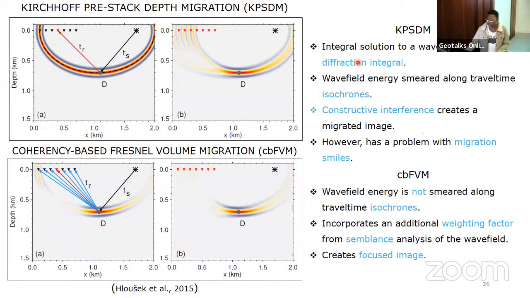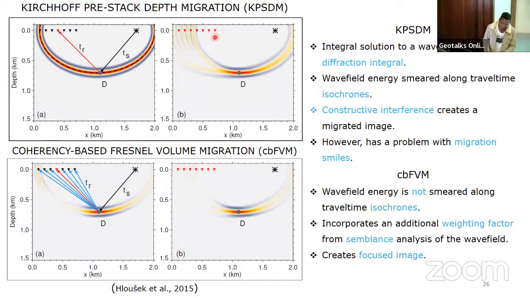Now, to demonstrate this, we use a single source, a single diffraction point in the subsurface, and a single receiver on a homogeneous medium. In order to create an image, the recorded wave field energy is smeared along the travel time isochron, as shown by the dotted lines. Constructive interference creates an image at diffraction point D, and destructive interference kills noise as well.